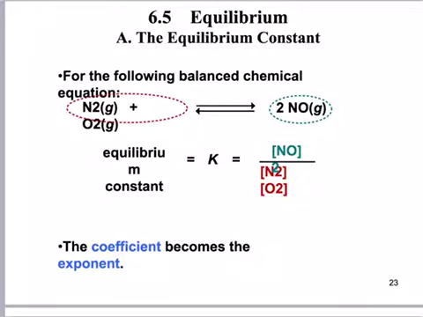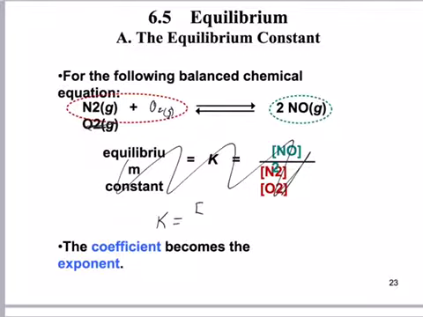So, if I've got N2 plus O2, gas, making 2NO, our equilibrium constant expression would be the concentration of our product, NO, raised to the power of its coefficient, 2, over the concentration of N2 raised to its coefficient, which is simply a 1. I'm going to put it there. We don't normally show it, but I'm putting it there for show. Times the concentration of our O2 raised to its power. Again, that's a 1. We don't normally put it there, but just for show. That is the equilibrium constant expression.